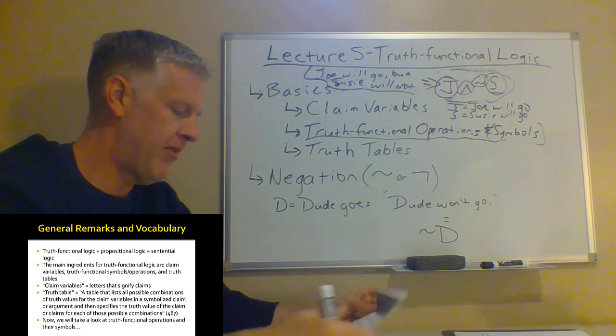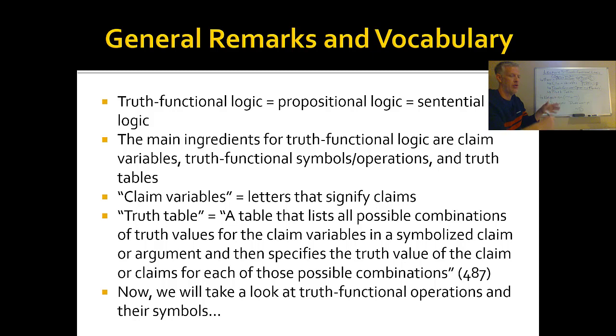As I mentioned at the bottom of slide 2, we'll flesh out truth tables in much more detail at the end of the lecture. But for now, we still want a general idea of what's going on in a truth table. As they point out on page 487 of our text, they say, quote, a truth table is, quote, a table that lists all possible combinations of truth values for the claim variables in a symbolized claim or argument, and then specifies the truth value of the claim or claims for each of those possible combinations. That sounds like a lot, somewhat confusing, but hopefully it'll become clearer as we proceed and give examples.